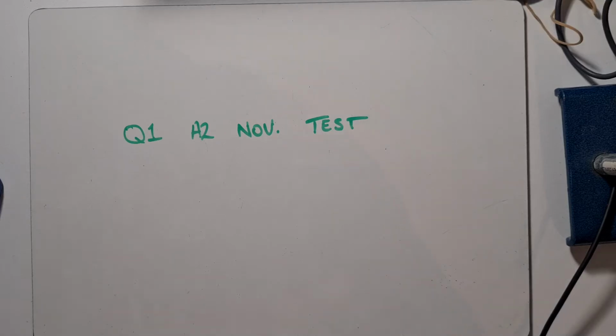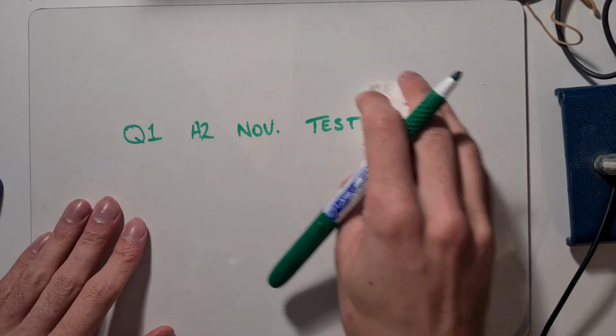Hi, welcome to this video, and in this I'm going to go through question 1 from the A2 November test. So it starts with an investigation into a reaction, and 1A asks you, explain why the absorbance decreases during this experiment. It starts at 0.8 at 0 seconds, and after 600 seconds the absorbance is 0.05.